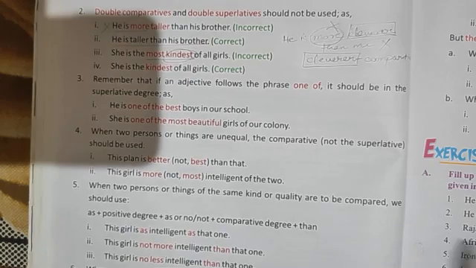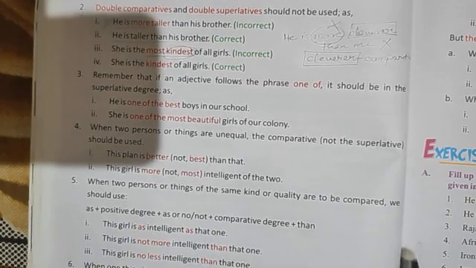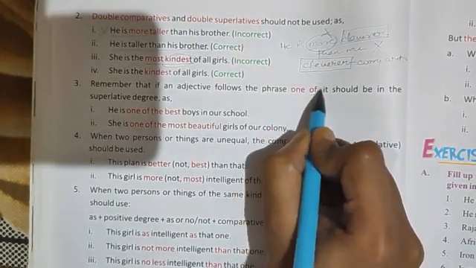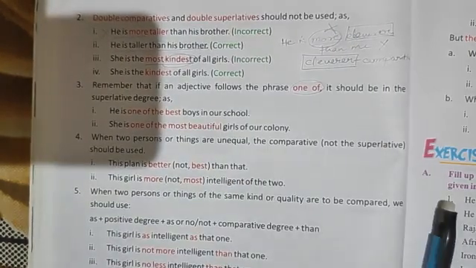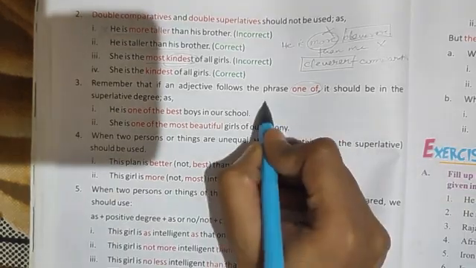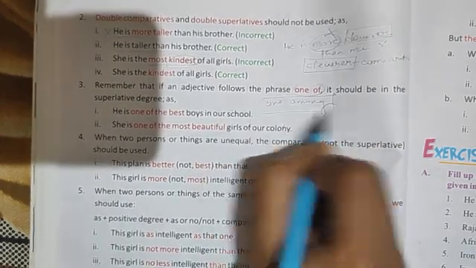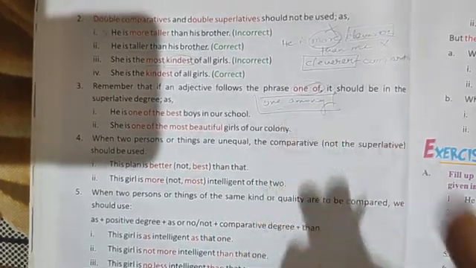Again, number 3, remember that if an adjective follows the phrase one of, it should be superlative degree. While explaining superlative, I had said that superlative means one among all. So when I am saying one among all, that means it is superlative. One of, one among means superlative.